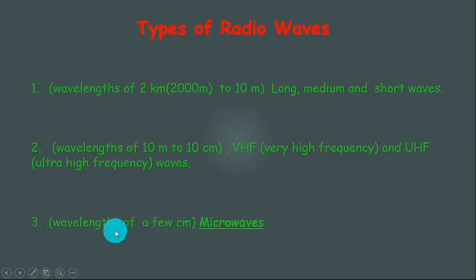Okay, now we know that radio waves have the longest wavelength in the electromagnetic spectrum, but we don't have only one type, we have so many ranges for the wavelength. There are three types, so I'm going to talk about them one by one. Now the wavelengths of a few centimeters, they are what? Microwaves. Sometimes they combine microwaves with radio waves because they share the same properties, okay? So the type of radio wave that has a wavelength of a few centimeters, we call it microwaves.